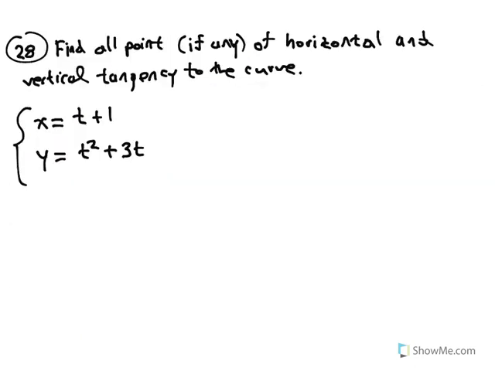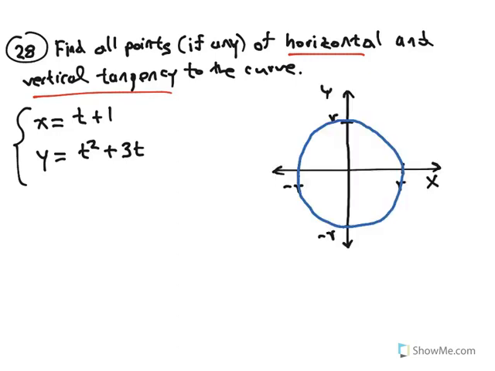Our last problem for today is number 28. Find all points, if any, of horizontal and vertical tangency to the curve. So before we discuss this, we would like to discuss what is meant by points of horizontal and vertical tangency to the curve.